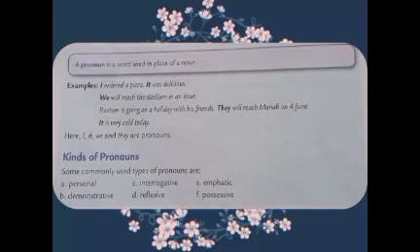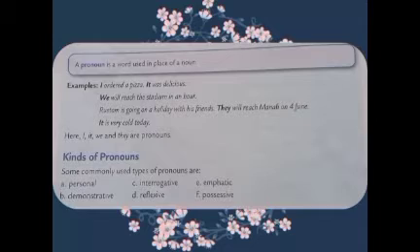So what are pronouns? The words which we use in the place of a noun. A pronoun is a word which is used in the place of a noun. Let us see one more example.